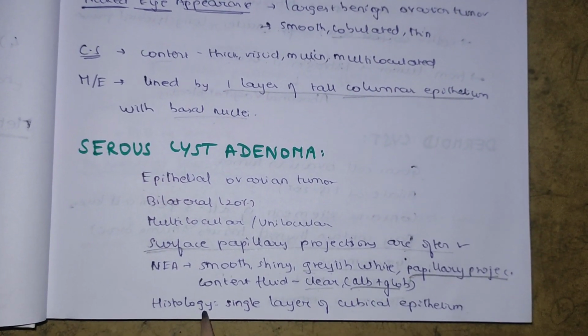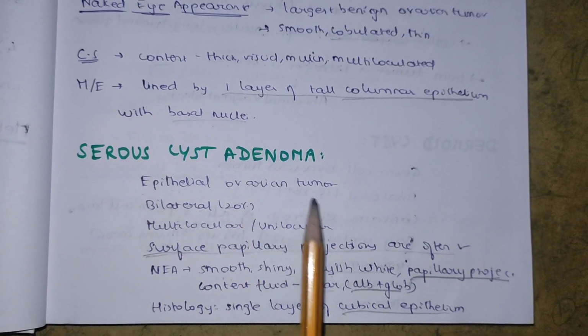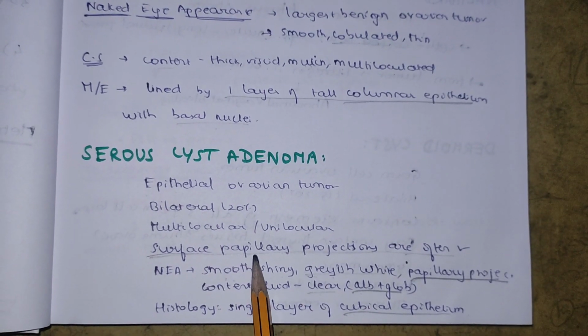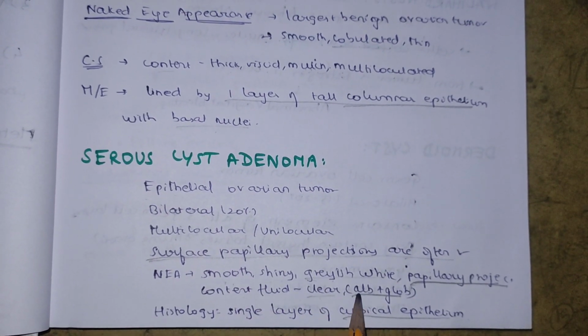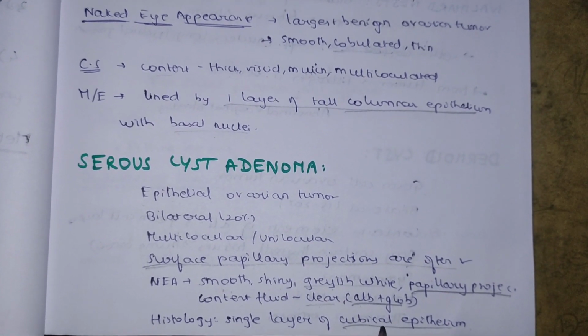Next, about the histology. It is made of a single layer of cuboidal epithelium. So serous cystadenoma is also an epithelial ovarian tumor. Surface papillary projections are present. Content fluid is clear and contains albumin and globulin. It is greyish white in color, made of a single layer of cuboidal epithelium.